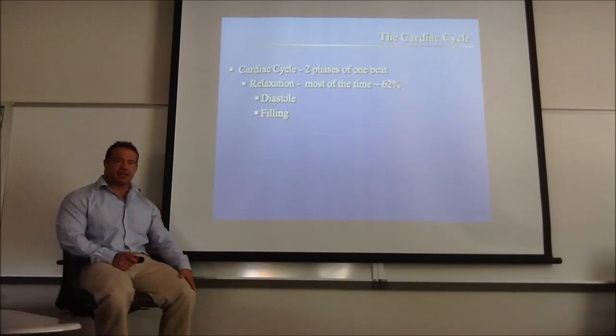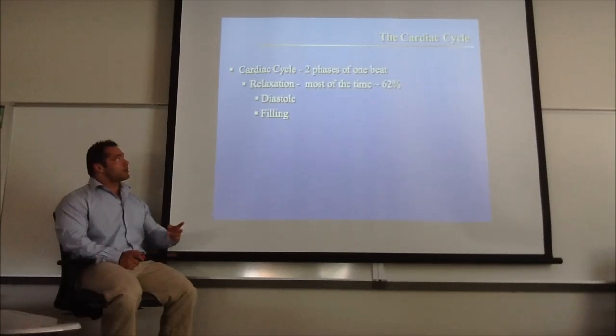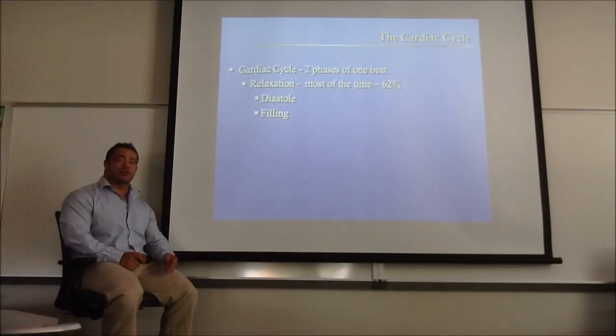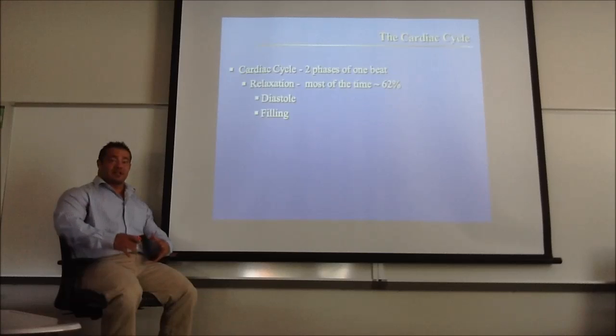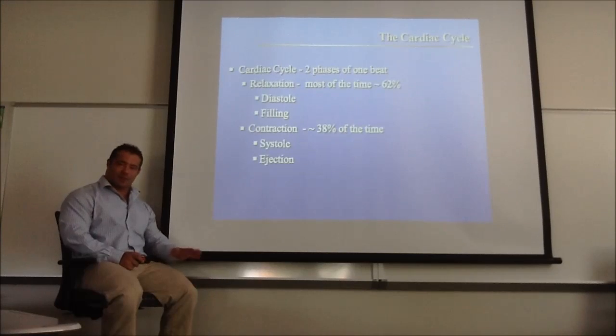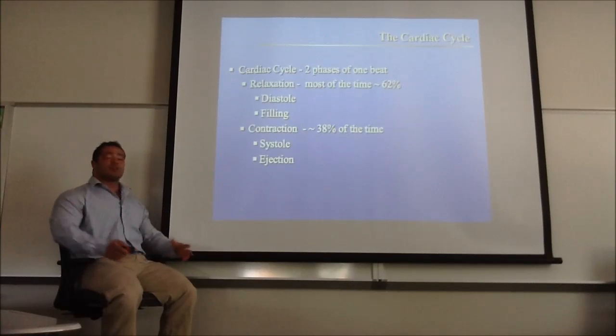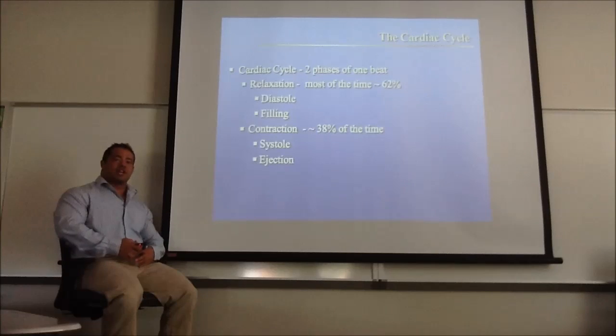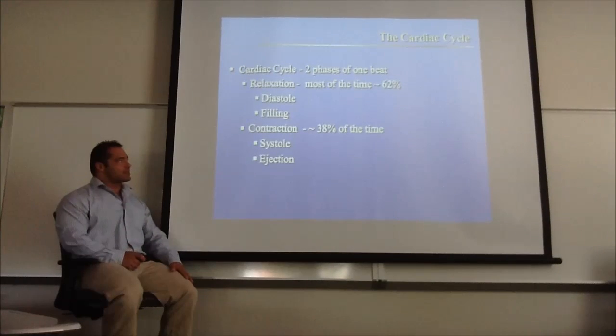The cardiac cycle has 2 distinct components. Relaxation, which is known as diastole, is the filling of blood into the heart, and it lasts about 2/3 of the time. And 1/3 of the time or so, we have systole, which is the contraction and injection of blood out from the heart into the rest of the system.